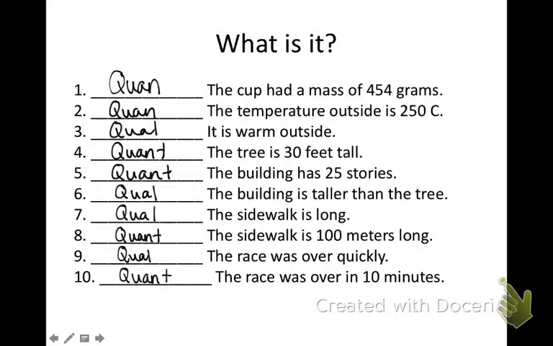6 is qualitative because there aren't any numbers. 7 is qualitative because there aren't any numbers. 8 is quantitative because it's talking about 100 meters. 9 is qualitative because there aren't any numbers, and 10 is quantitative because it's talking about 10 minutes.